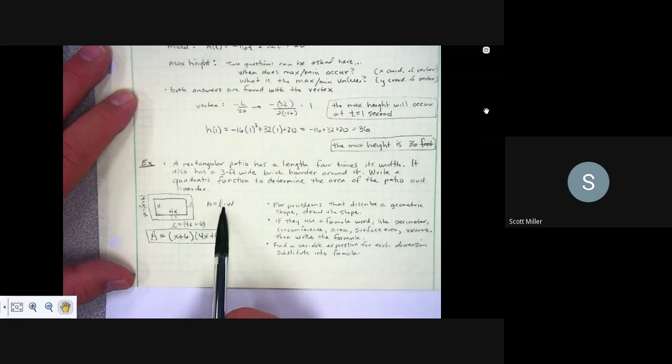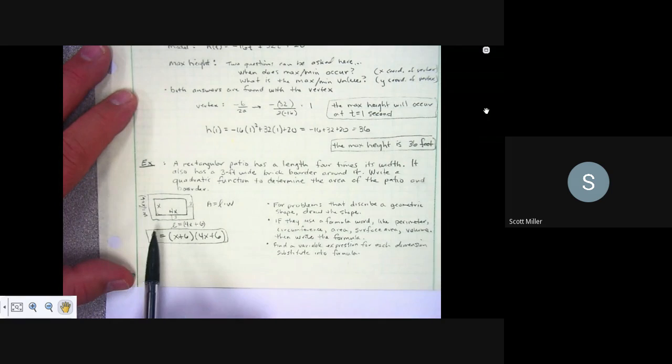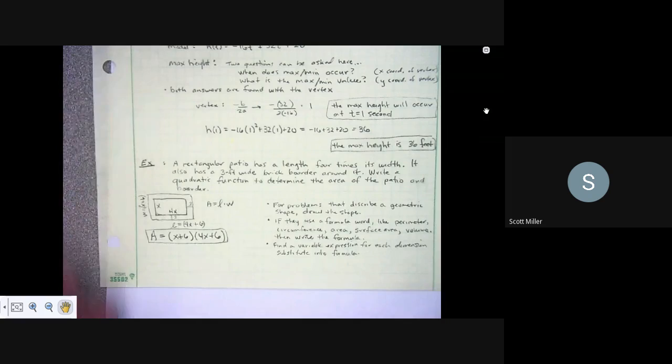If they use a formula word like perimeter, circumference, area, surface area, volume, write the formula down for that shape. Find a variable expression for each dimension, substitute into the formula. So what do I know by dimensions? Well, if there's 2 variables or unknowns in the formula, then there's 2 dimensions, length and width. And so you want to find an x expression, a variable expression for each of those 2 things, and then plug it in. That's what we did here.